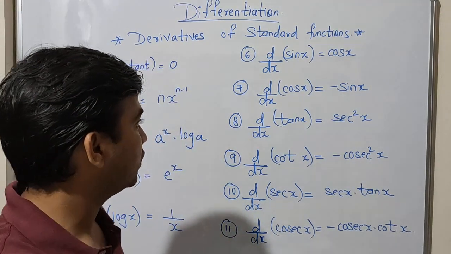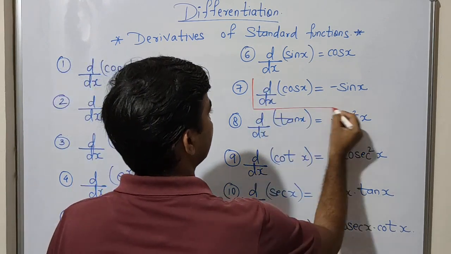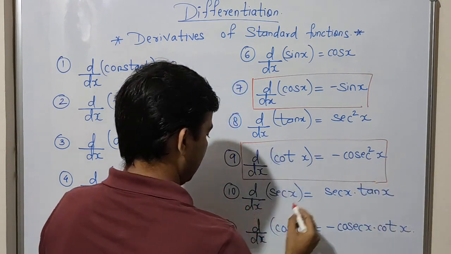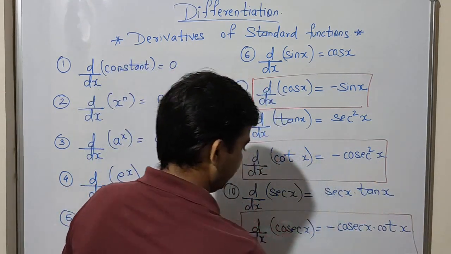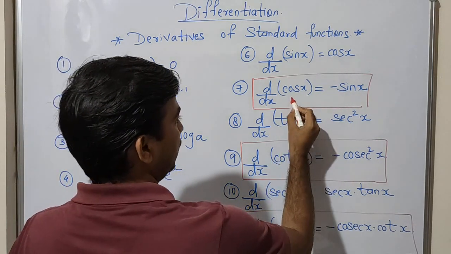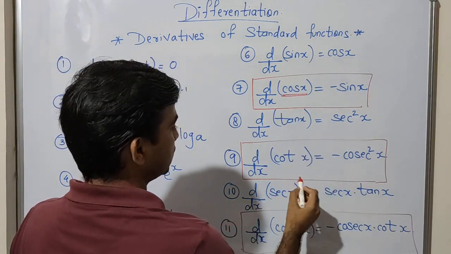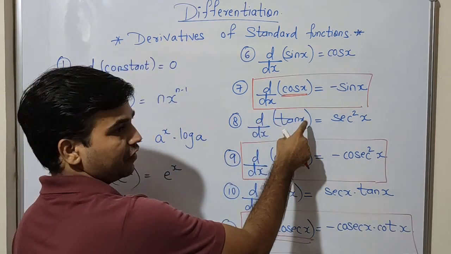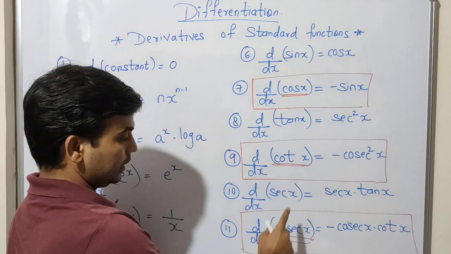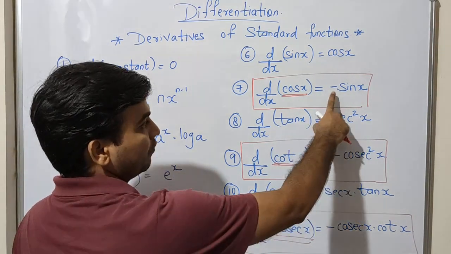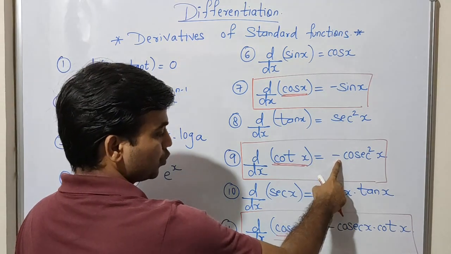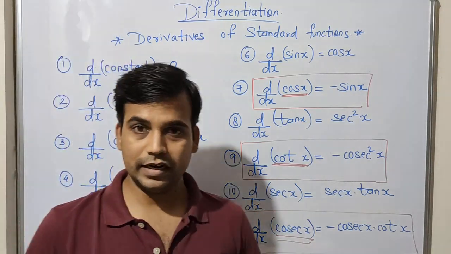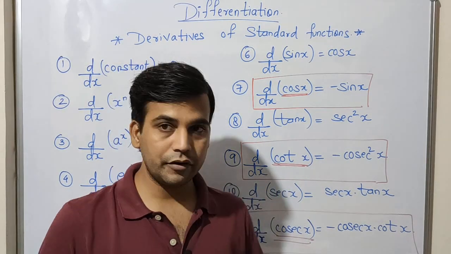If you notice over here, number 7, number 9 and number 11, the trigonometric functions begin with the letter C. Cos x, cot x and cosec x. The derivatives of all these three functions, cos x, cot x and cosec x, they all are negative. Minus sin x, minus cosec square x and minus cosec x into cot x. So these are the standard functions whose derivative you should know very well.